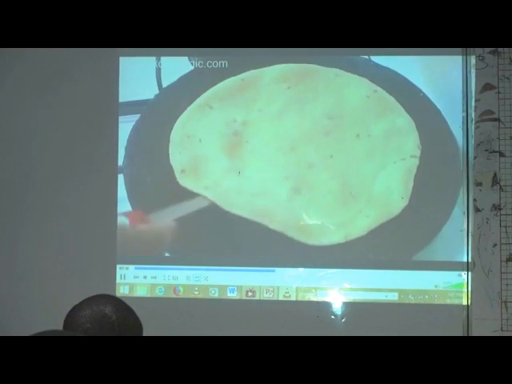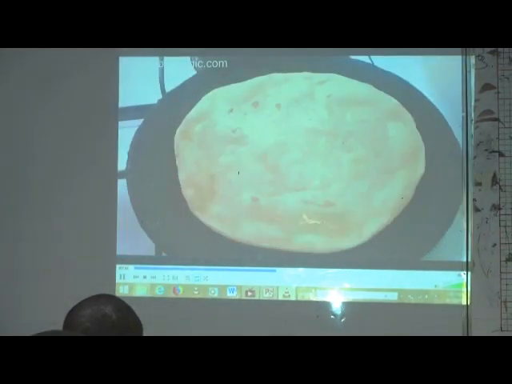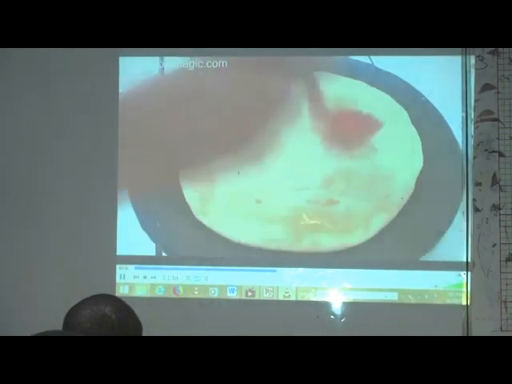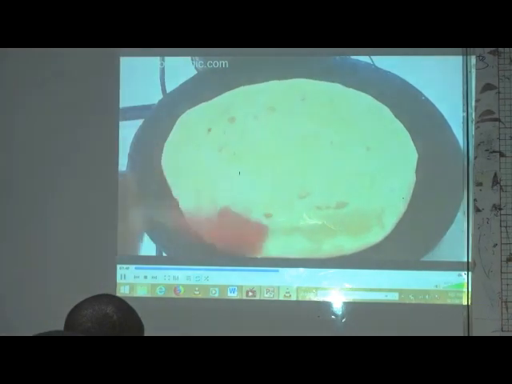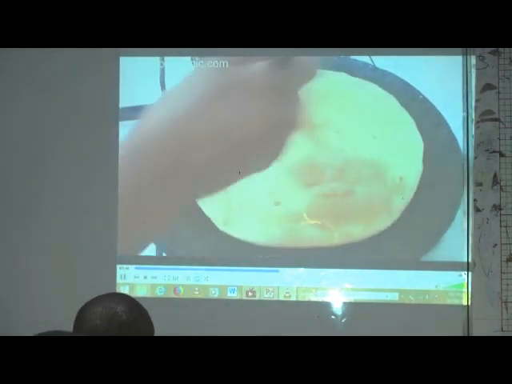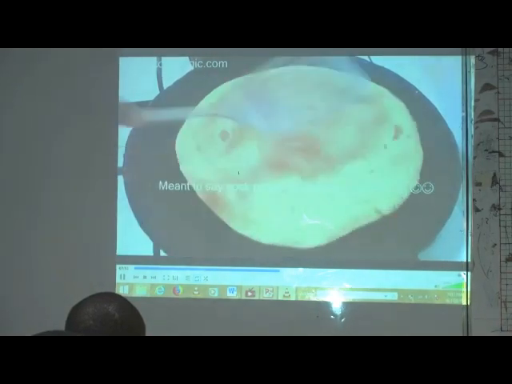So after about a minute, I turn over my chapati, and as you can see, some brown spots had already started forming. So I apply melted coconut oil on this exposed side. Make sure that I touch each and every spot, and then I turn it over so that it can cook further on the hot chapati.